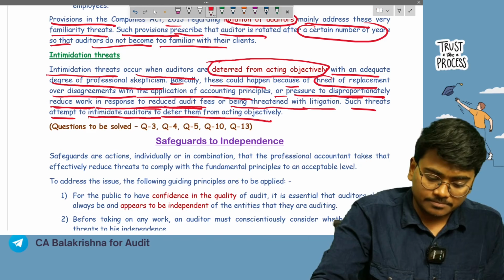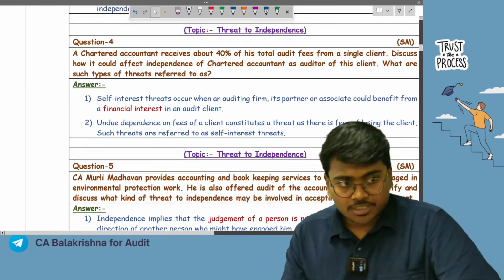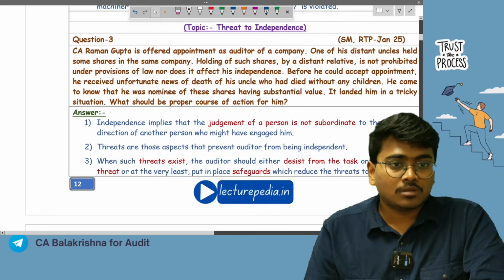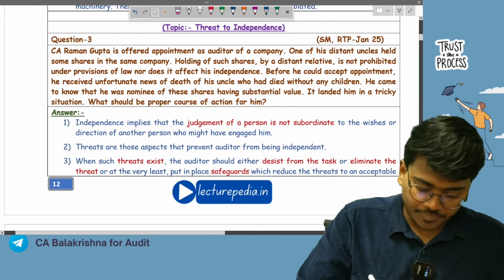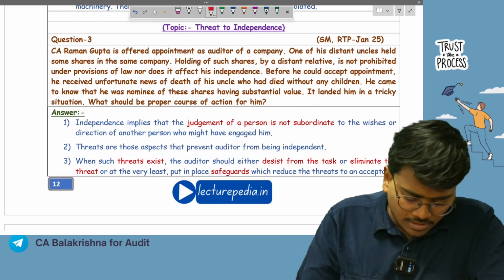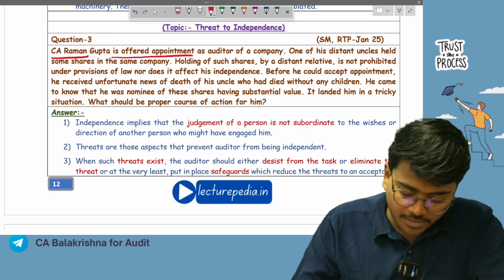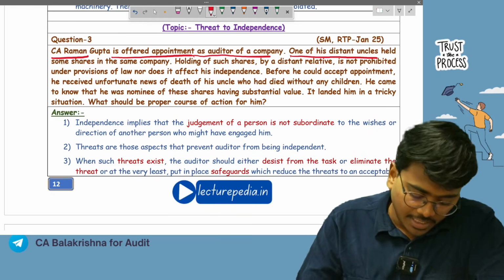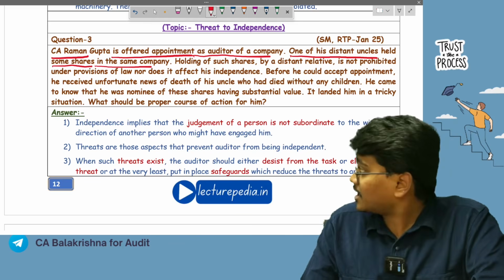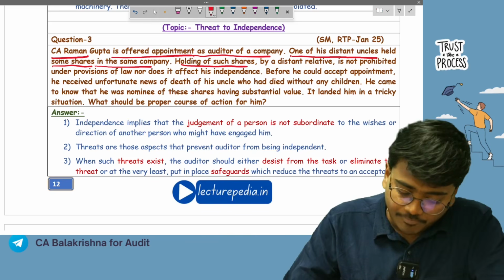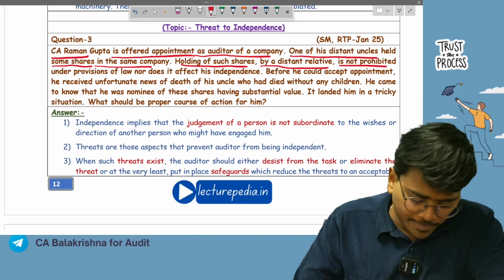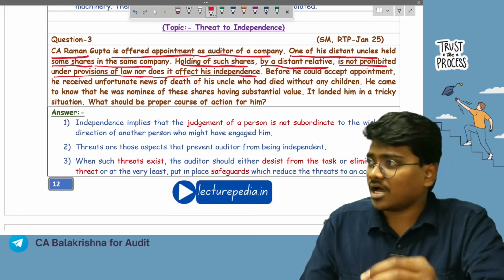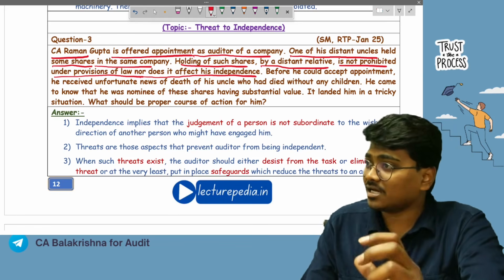So we'll read the questions. Question number 3. This question number 3 is also asked in RTP and a study material question. Let's see. CA Raman Gupta is offered appointment as auditor of a company. One of his distant uncles held some shares in the same company. Okay, holding of such shares by a distant relative is not prohibited under the provisions of law, nor does it affect his independence. His uncle can hold the shares, it will not prohibit the independence of the auditor.